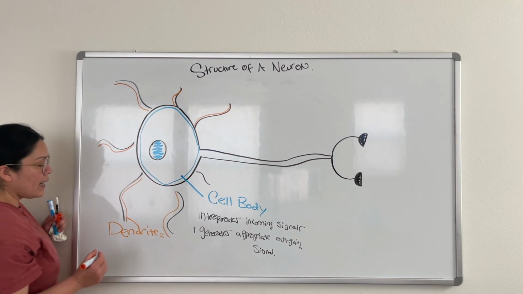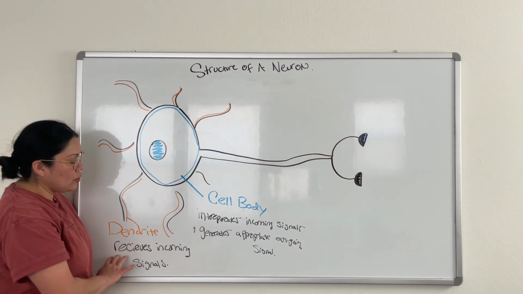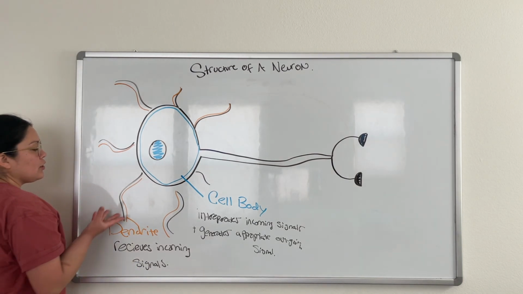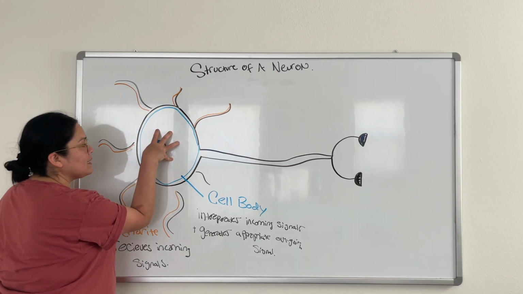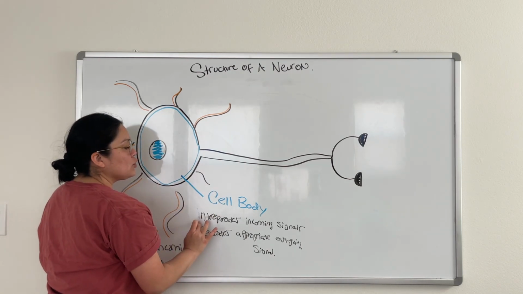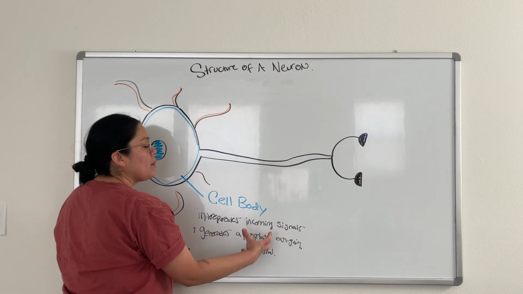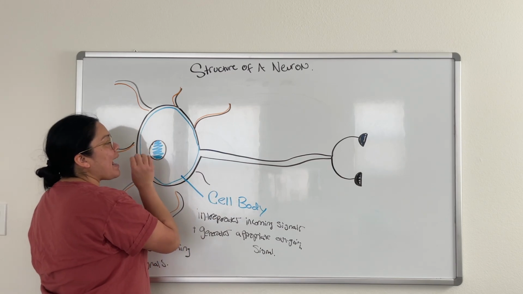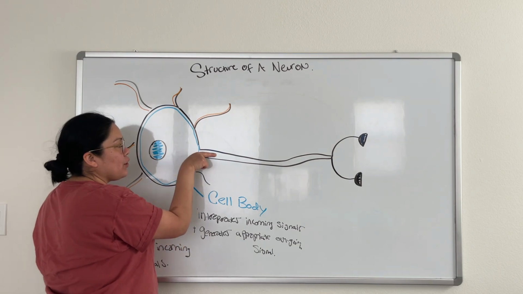And a dendrite receives incoming signals. So the dendrite is going to receive incoming signals. So messages are going to come into this cell. They're going to come in through the dendrite, they're going to come into the cell body. The cell body is going to read that signal or message, and it's going to generate the appropriate outgoing signal or message. Now that outgoing message that is leaving the cell is going to leave through here.